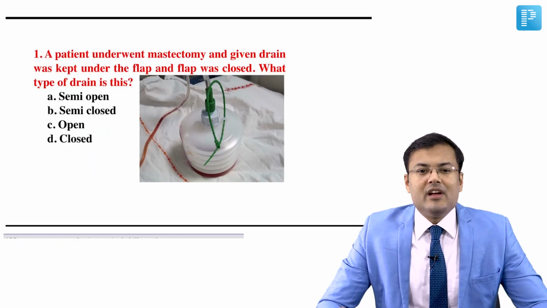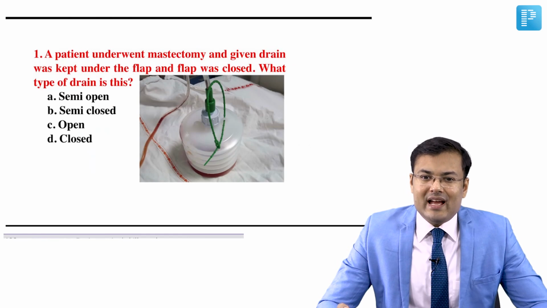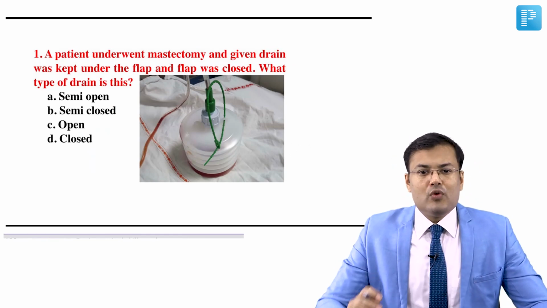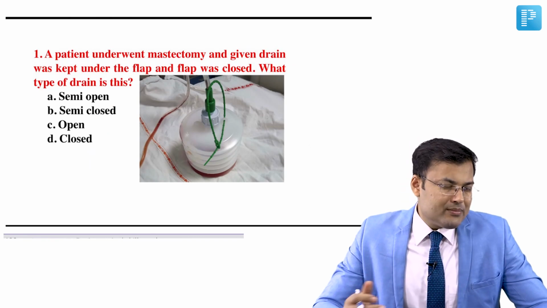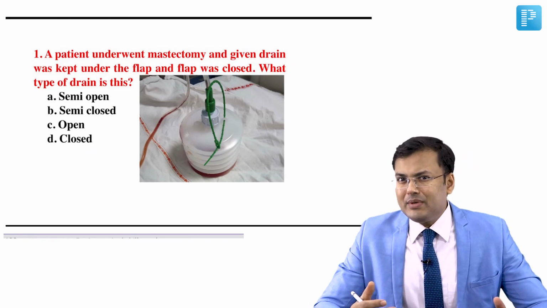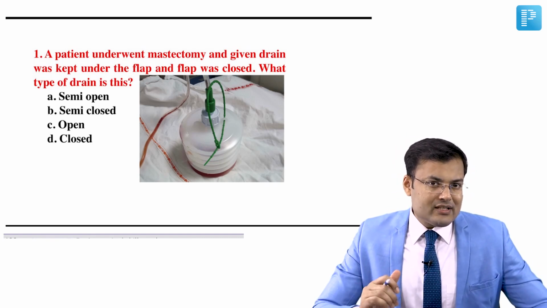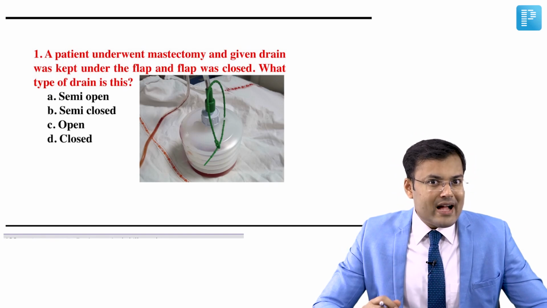See the first question. A patient underwent mastectomy and a drain was kept under the flap and the flap was closed. What type of drain is this? So you have seen patients of modified radical mastectomy in the ward, and you have seen such kind of drain. This is known as Romovac drain.